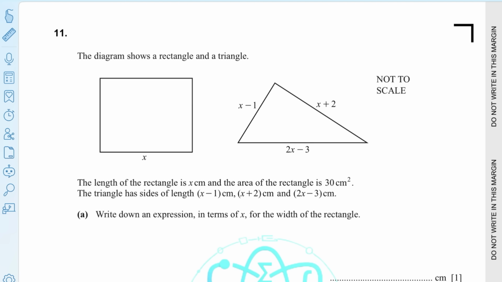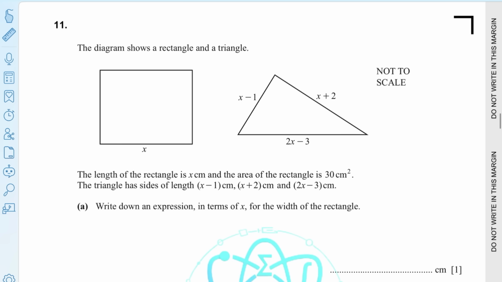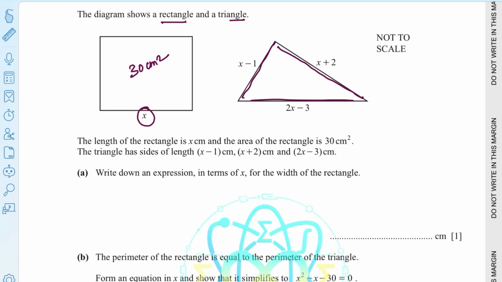Next question, question number 11. So here diagrams, the rectangle is given, triangle is given. You can see here the length of the rectangle is given as x centimeters, and the area of this rectangle is given as 30 centimeters squared, right? And for the triangle, we have three sides: x minus 1, 2x minus 3, and x plus 2. Okay, write down the expression in terms of x for the width of the rectangle.